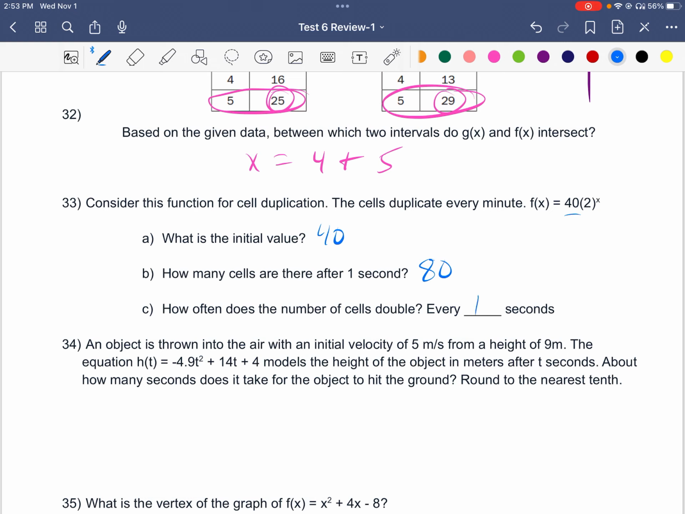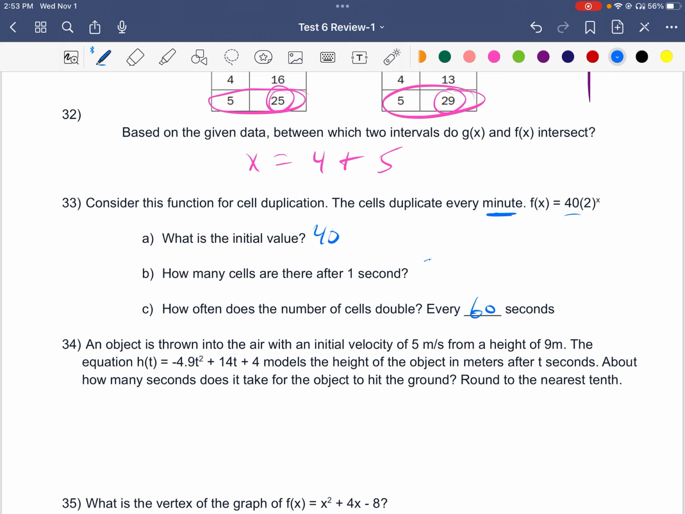Oh, I see. I think we used most of the question from the test, and we forgot to change the units. Let me rewind on this. Sorry. All right, the initial value is still 40. That's still correct. It says the cell duplicates every minute. So we didn't write this very well. Technically they're doubling every 60 seconds because it says duplicating every minute, which is 60 seconds. How many cells are there after 1 second?